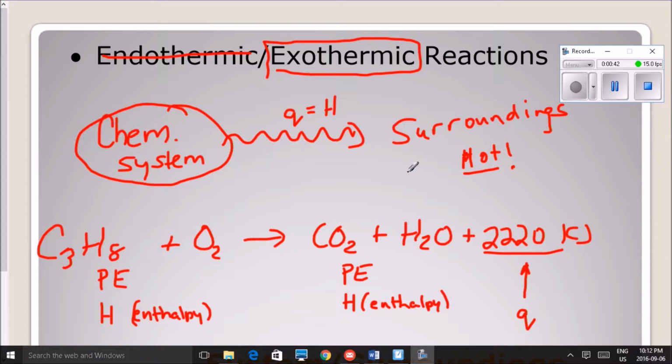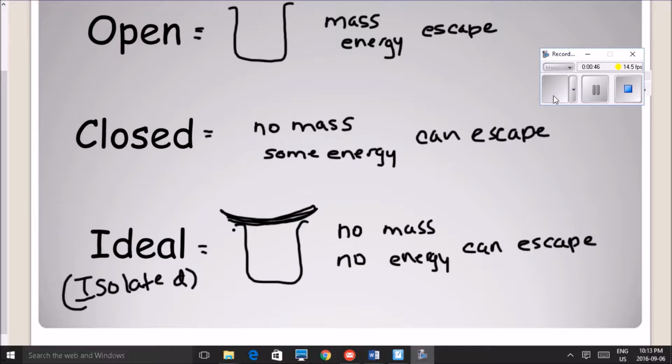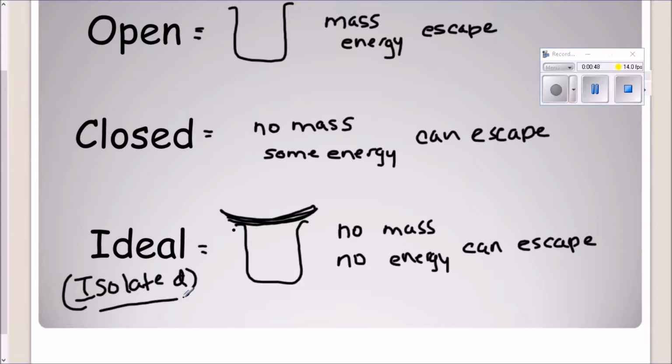So if we can measure the surroundings in what we call an isolated system, and I'm going to make a change to your previous note, it's not an ideal system, it's an isolated system, if we can measure the amount of heat that's absorbed by the surroundings in an isolated system, then we can determine the amount of energy that was released by the chemical system.